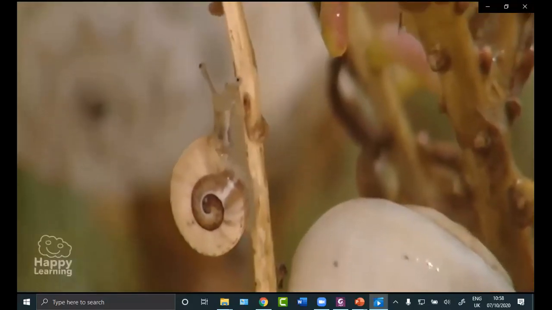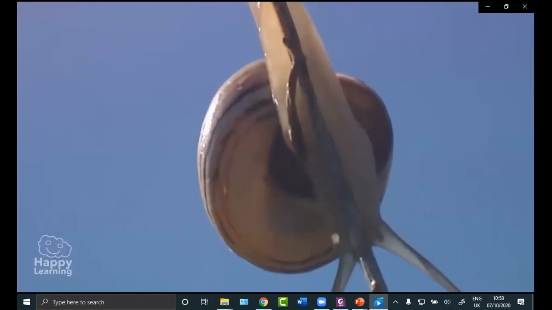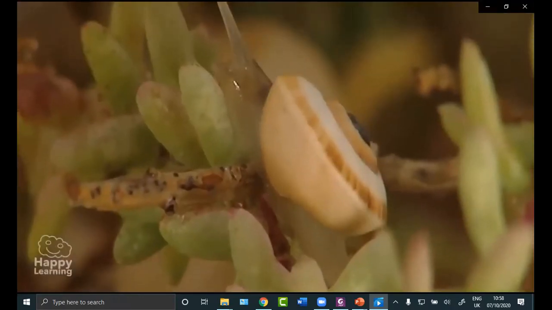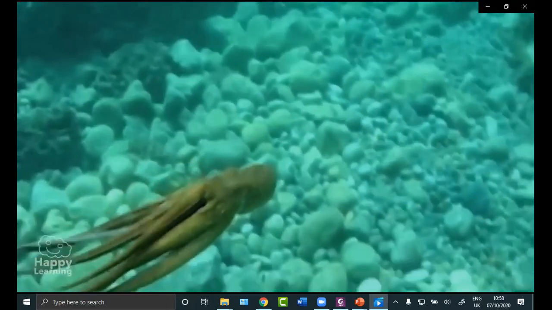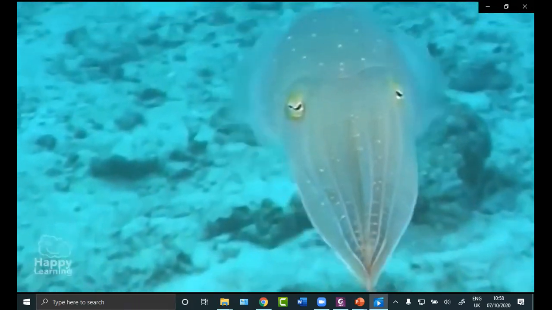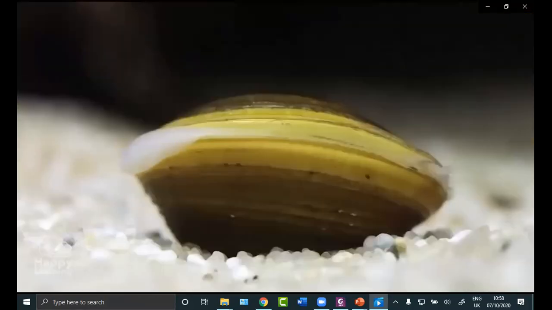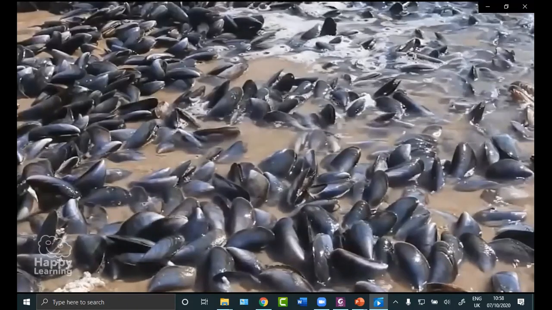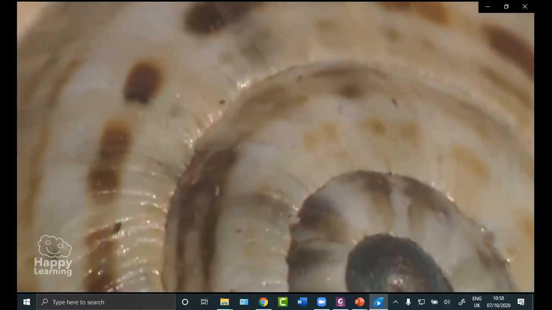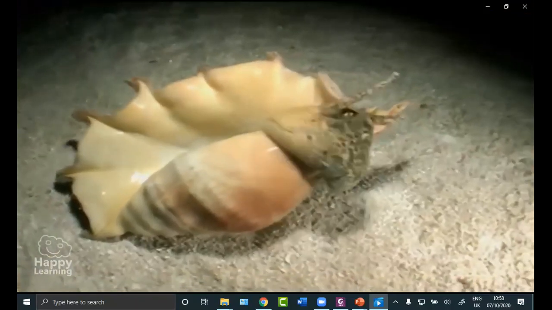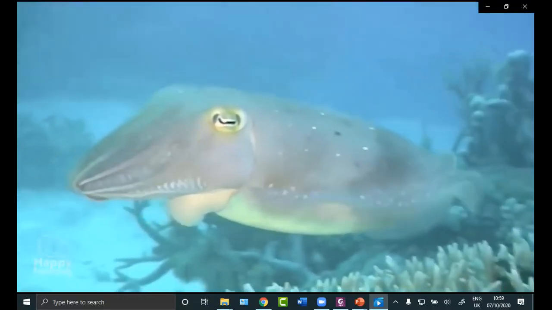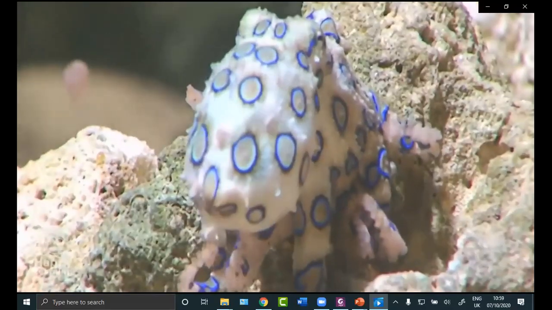Can you see this snail? Well, snails form part of the mollusk group. Mollusks have a soft body without legs and can also be aquatic or terrestrial. Some, like the snail, this clam, and mussels, protect the body with shells. But there are other mollusks that don't have a shell to protect themselves, like slugs or octopuses.